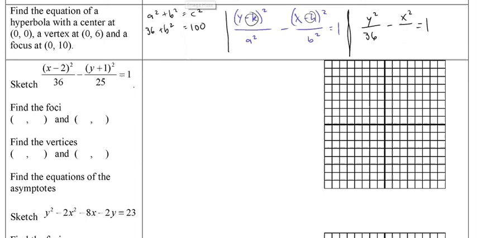Subtract 36 from each side, we have 64 equals b^2, meaning b is equal to 8, although really we want the b^2 term because that's what our denominator here will be. So over 64. All right, hope that helped.